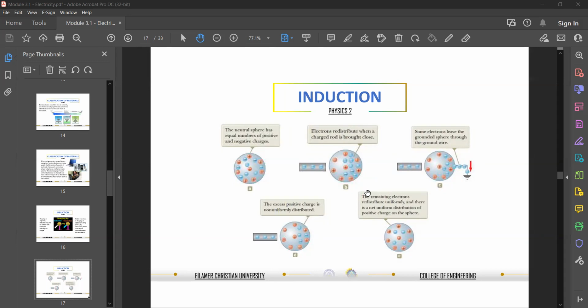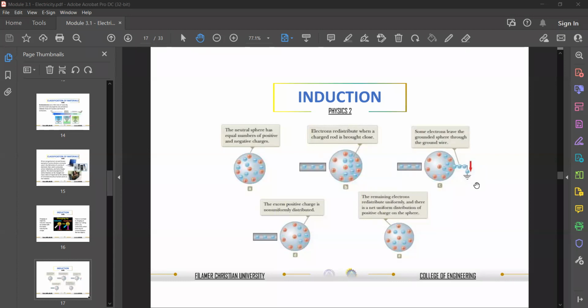So if the same experiment is performed with a conducting wire connected from the sphere to the earth, the electrons in the conductor are so strongly repelled by the presence of the negatively charged rod that they move out of the sphere through the wire. So kung titingnan nyo dito sa letter C, yung mga negatively charged natin is parang pumupunta na siya sa baba. So this is parang grounded na siya. Okay, so they are strongly repelled by the negatively charged rod that they move out of the sphere through the wire and into the earth.